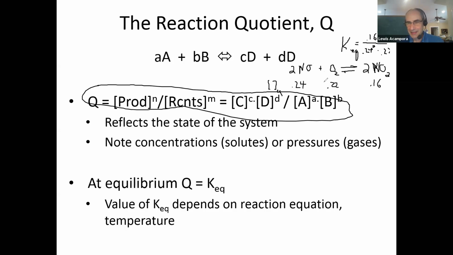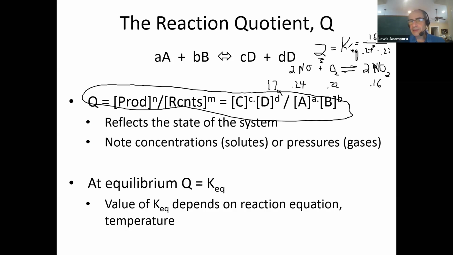If we go ahead and calculate this numerical value, and I'm going to do this very quickly with my calculator, although I don't really need one because 0.16 over 0.24 is 2/3, and when I square that, I get 4/9, and 4/9 divided by 0.22 should be about 2, and I get 2.02. Okay, so there's a value of 2 there. So this would be the value of the equilibrium constant.